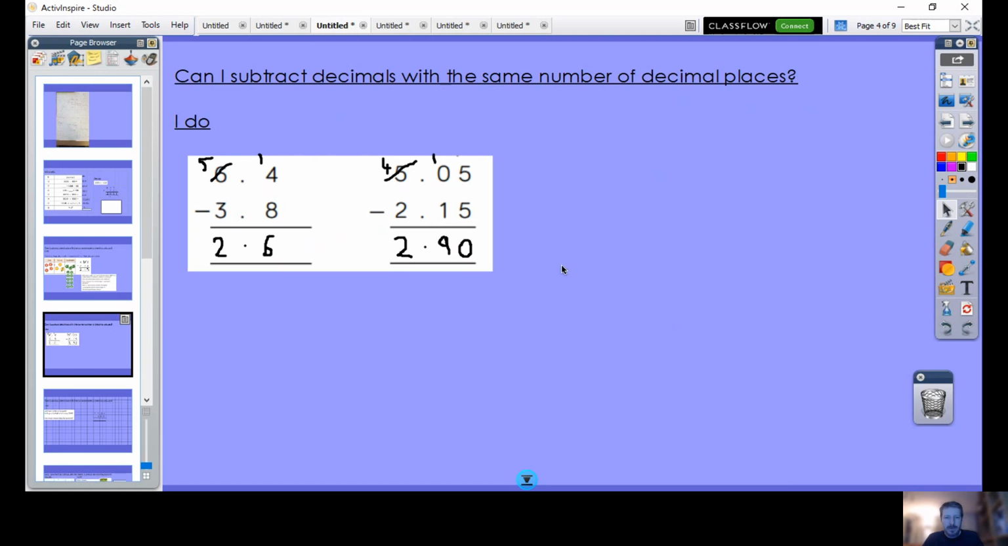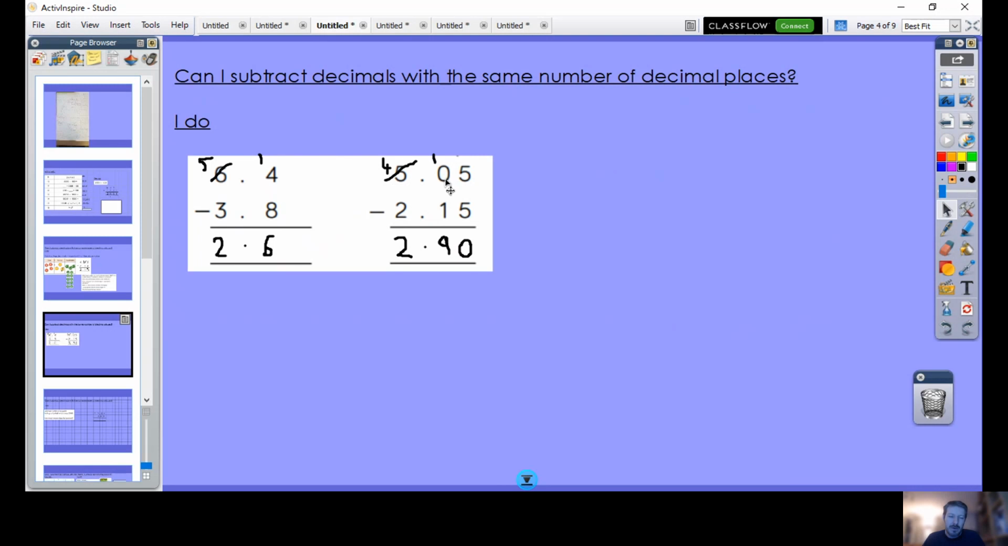This one over here, so I needed to do 5.05 take away 2.15. So I started with the thousandths, 5 thousandths, take away 5 thousandths, I've got 0 thousandths. I don't need to put this 0 here, but I'm going to put it in just to avoid any confusion.